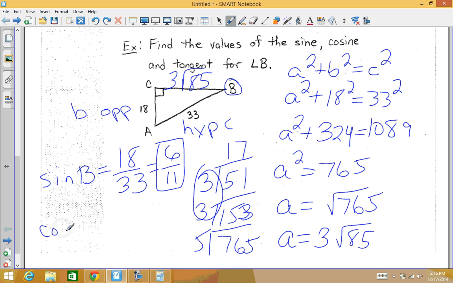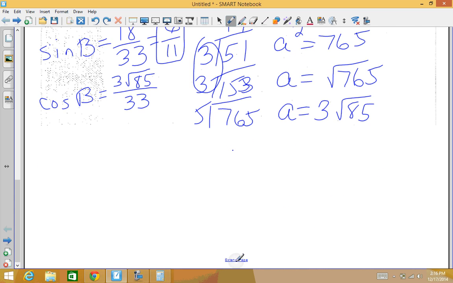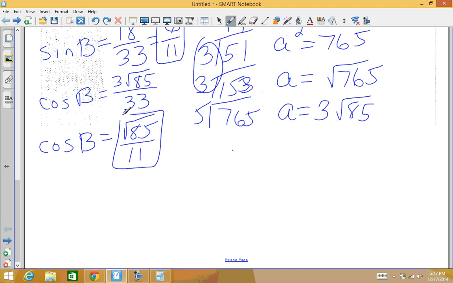Cosine of angle B would be adjacent, 3 square roots of 85, over the hypotenuse, 33. And again, if you can reduce that, you should. Let's go on the page here. So the cosine of B is going to be the square root of 85 over 11. And the last is the tangent.